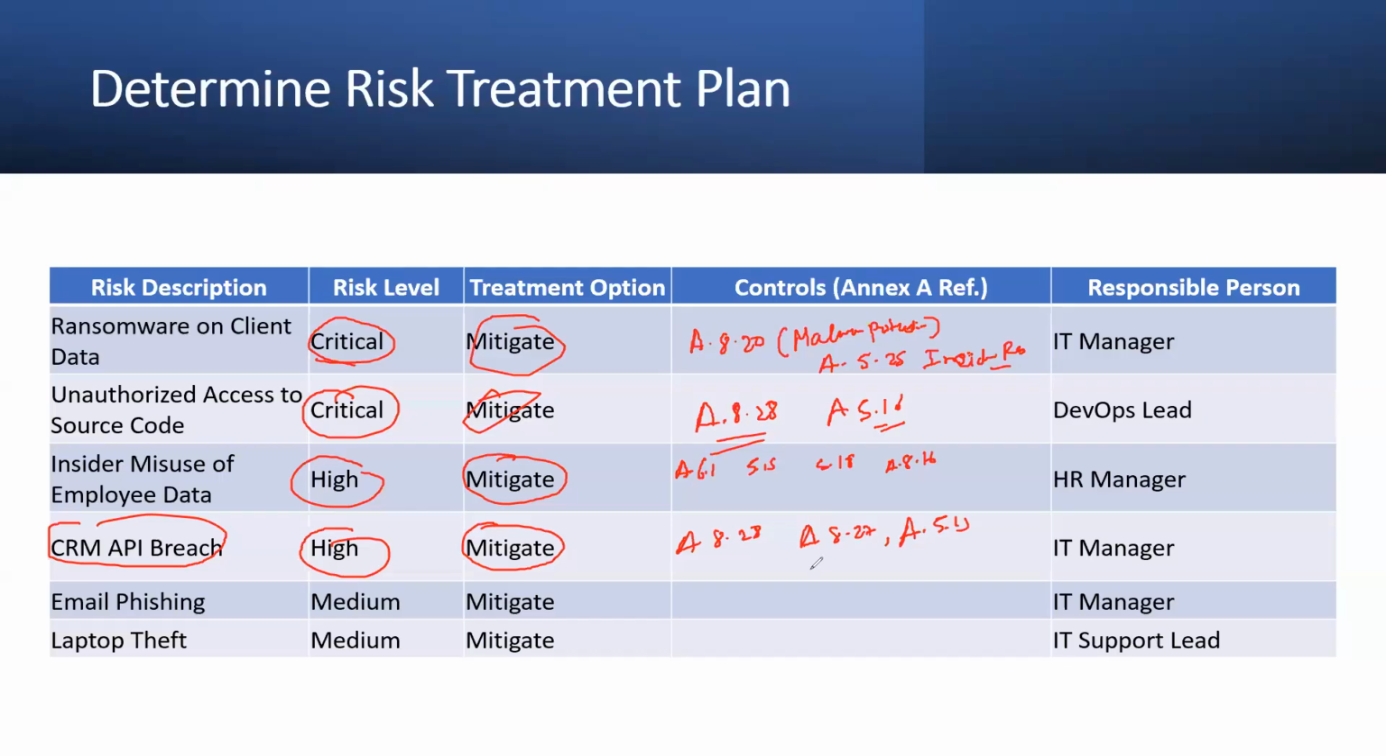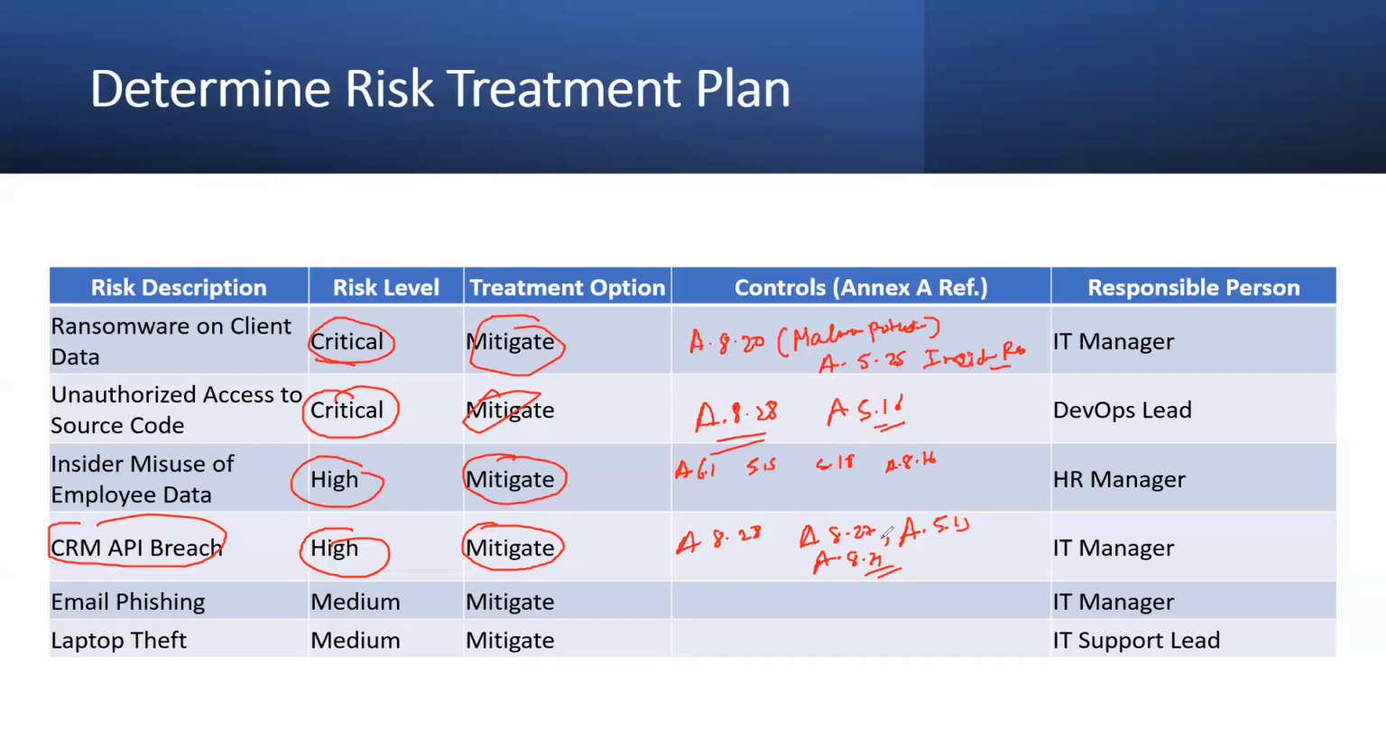So we have a specific control talking on cryptography, that is A8.24. Again, this is my recommendation. To mitigate the CRM API breach, you can first of all have secure coding in the application. You can meet the application security requirement, which is given under 8.27.